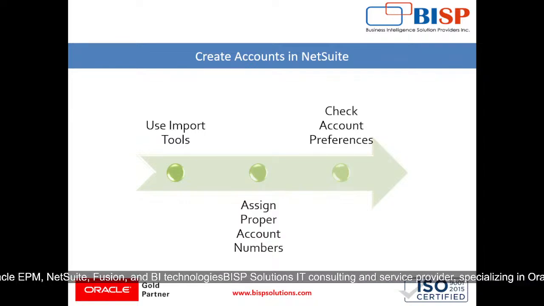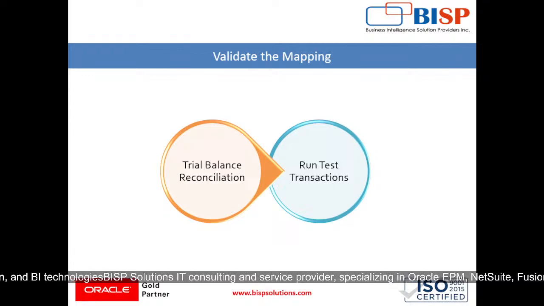Then we will be creating accounts in NetSuite. So first of all, we will be using import tools, where we will be using the NetSuite CSV import assistant to upload the mapped CoA. Then we will be assigning proper account numbers. If we are using account numbers, we will ensure they are unique and aligned with NetSuite's numbering system. And lastly, we will be checking account preferences, which will configure settings like currency, tax settings and subsidiaries if they are applicable.